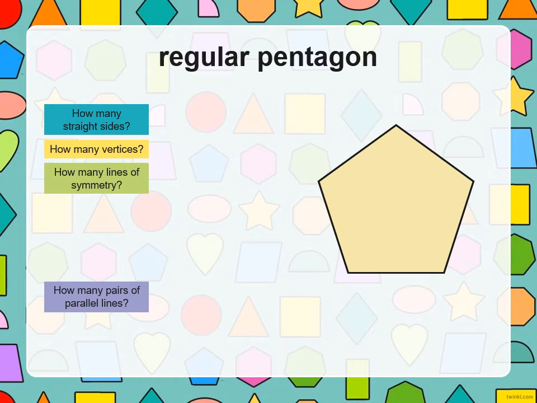All right, let's look at a pentagon. How many straight sides? 5 straight sides. That's why it's called a pentagon. Pent is for 5. How many vertices? 5. How many lines of symmetry? Let's take a look. Wow, 5 lines of symmetry. And no parallel lines.